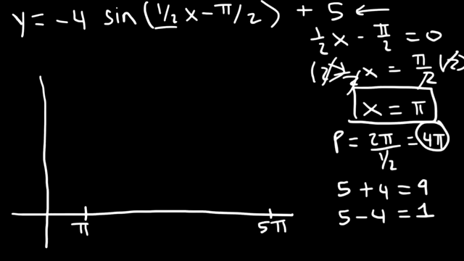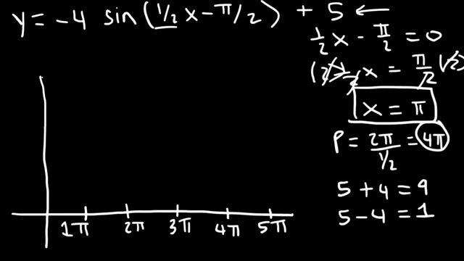So this is going to be 1 cycle. 1 cycle is basically the period. So the period is 4 pi, so that's the length of 1 cycle. It's 4 pi. Between 1 pi and 5 pi is 3 pi. Between 1 and 3, we have 2 pi. And between 3 and 5 is 4 pi.